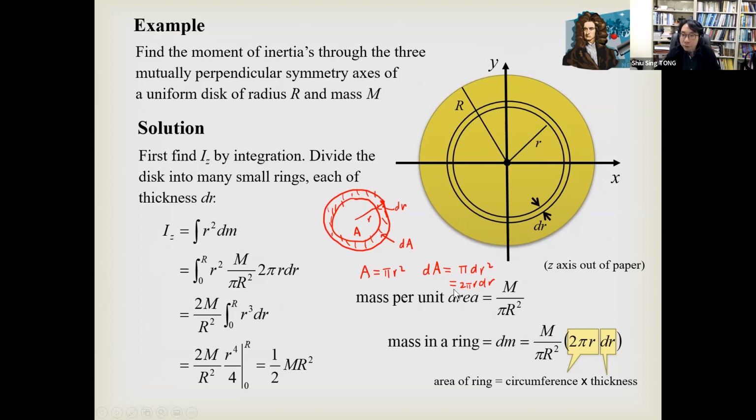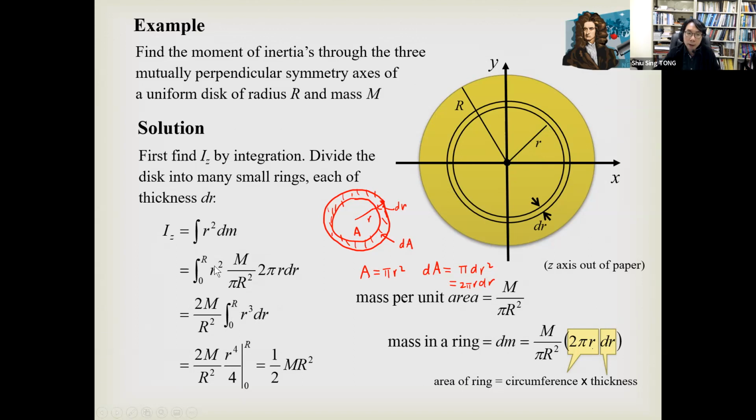So I have everything ready now. I multiply the area of the ring with the density. I get the mass, dm. So I put it back here. And r is, of course, the radius of the ring. So I can integrate. I integrate from the axis to the rim of the circle, so I integrate from 0 to capital R.